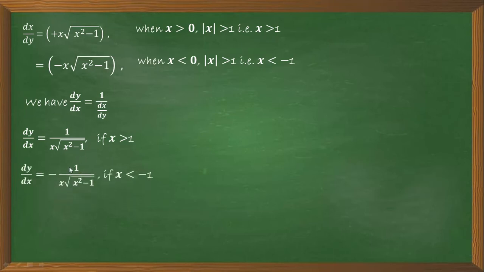And you will get minus of 1 upon x into root of x square minus 1 if x is less than 1, means by this condition. Okay, so see here, these are two derivatives, dy by dx, when x is greater than 1 and when x is less than minus 1.